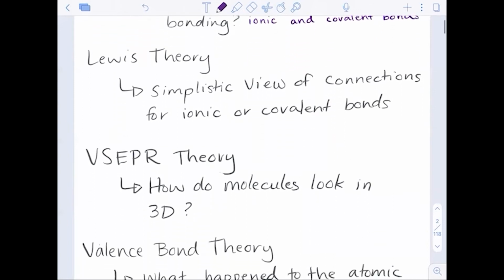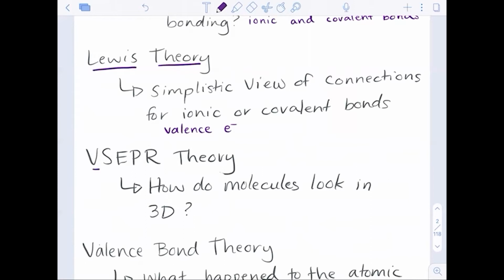With Lewis theory, when we talked about Lewis atoms and when we talked about Lewis structures, it's a very simplistic view of the connections for ionic and covalent bonds. It tells you who's connected to who and how they are basically connected, single bond, double bond, triple bond, things like that. Again, focusing on valence electrons as they are the electrons that go into reactivity, ignoring the core electrons.